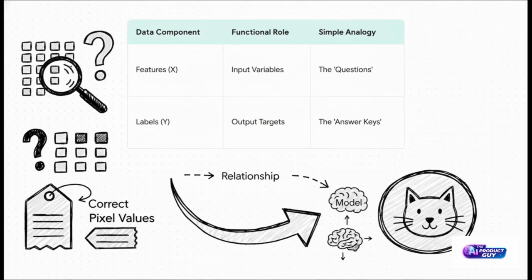And every single piece of that data has two fundamental parts. You've got your features. Think of these as the questions you're asking. For an image, that could be all of the pixel data. And then you have the label. That's the answer key. That's the correct answer we want the model to eventually figure out, like the word cat. The whole game is just learning the connection between the questions and the answer.